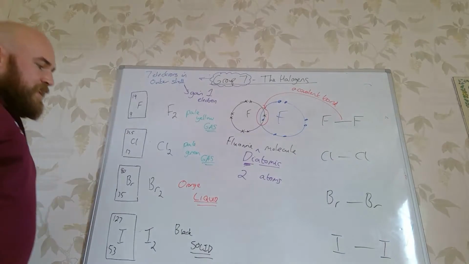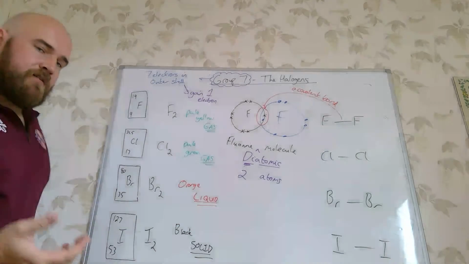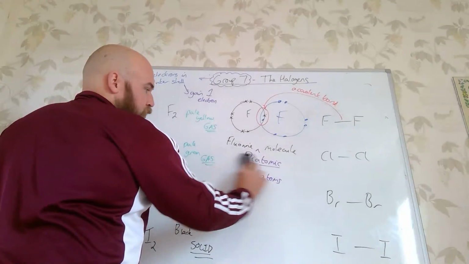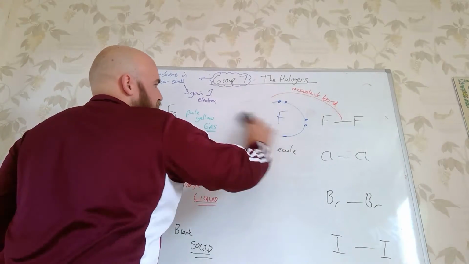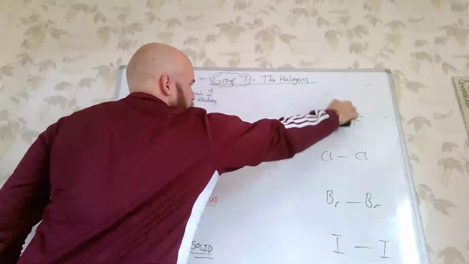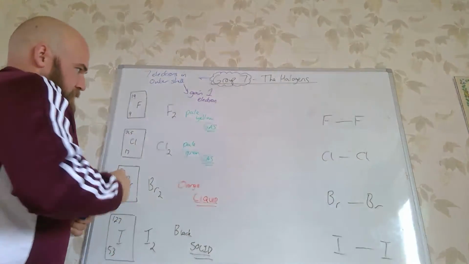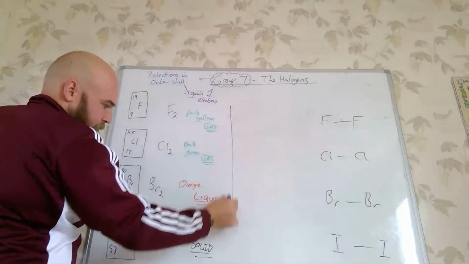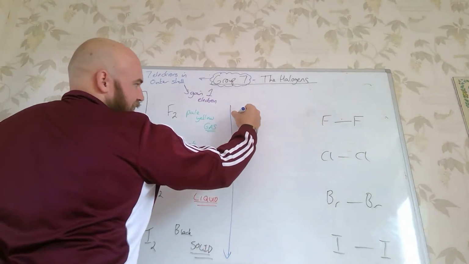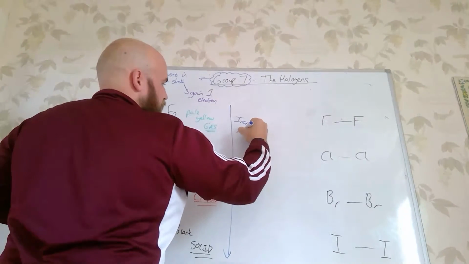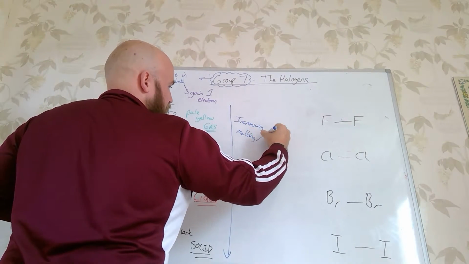So we can see a trend here. I don't have to put any numerical data up because we can see a trend in terms of their melting and boiling points. And hopefully you can see that as you go down the group, you get increasing melting and boiling points.